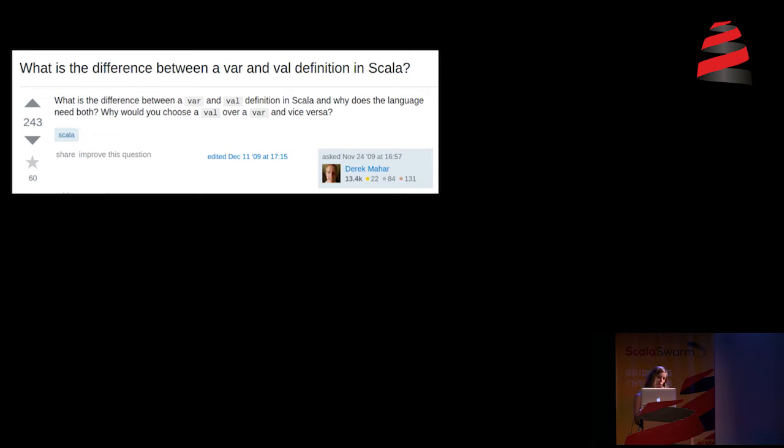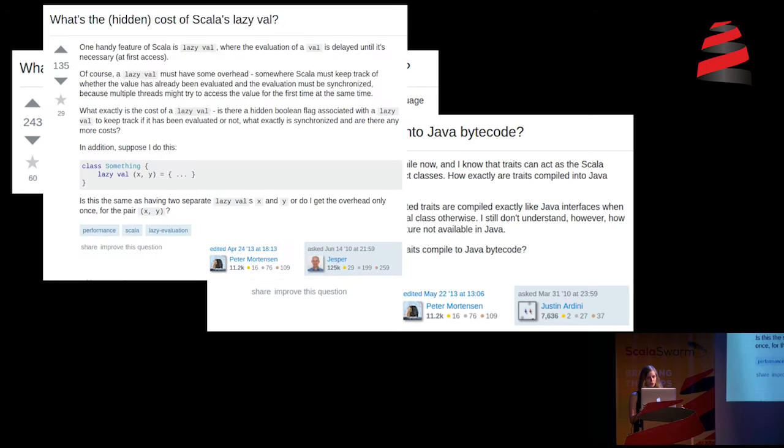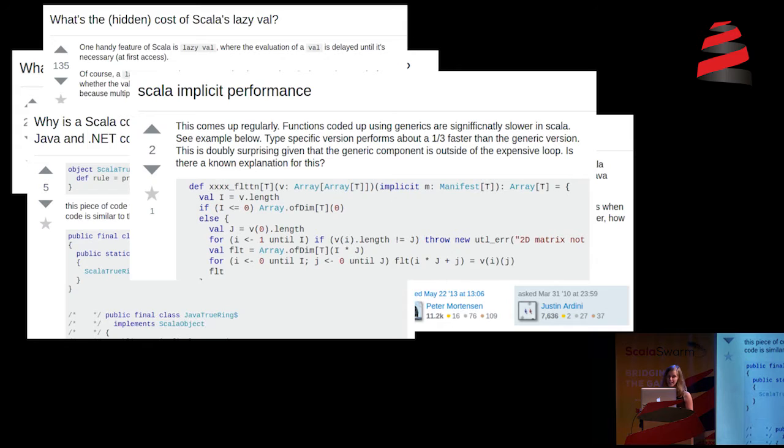So whenever I see a question like this on Stack Overflow, like "What is the difference between a var and a val definition in Scala?", "Are Scala traits compiled into Java bytecode?", "What's the ease and cost of Scala's lazy val?", and so on, I like to take a look into the bytecode and understand what is happening under the hood.